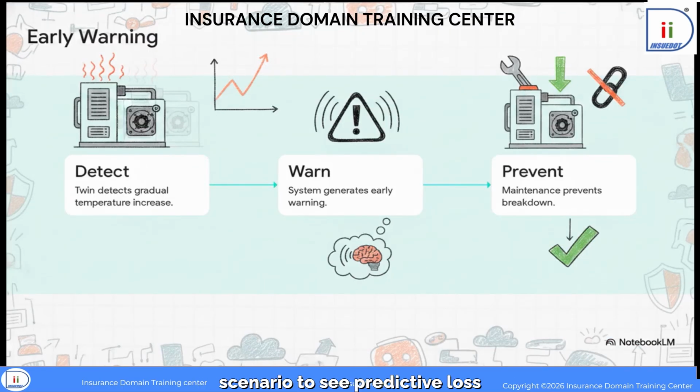Let's walk through a little scenario to see predictive loss prevention in action. Say one of those critical machines normally runs at a certain temperature. Over a few months, the digital twin notices this tiny, gradual spike. The machine hasn't broken down yet, there's no claim filed. But the twin knows from historical data, usually running some machine learning anomaly detection in the background, that this exact temperature curve almost always leads to a total meltdown. So the system fires off an early warning to the factory floor, they run some maintenance, and boom, a colossal business interruption claim is stopped dead in its tracks before it even happens.